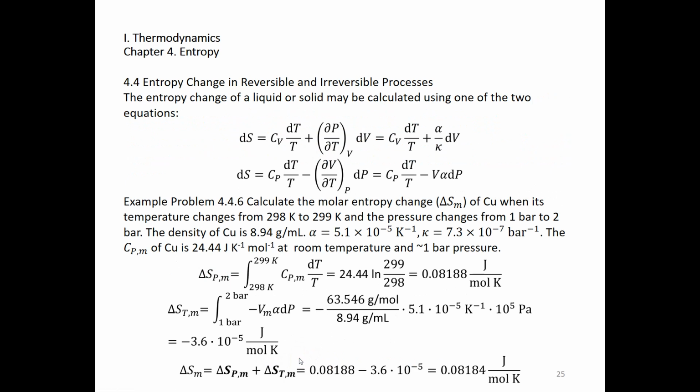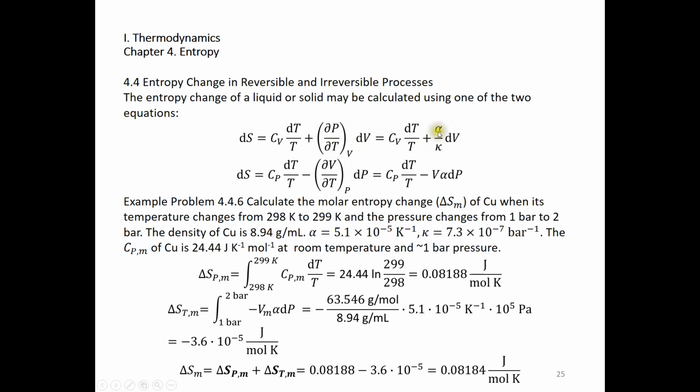Now let's look at the entropy change of a liquid or a solid. We can calculate the entropy change using either of these two equations. So both equations are correct. This equation is used when temperature change and volume change are given. This equation is used when temperature change and pressure change are given. Now delta P over delta T can be proven to be alpha over kappa.